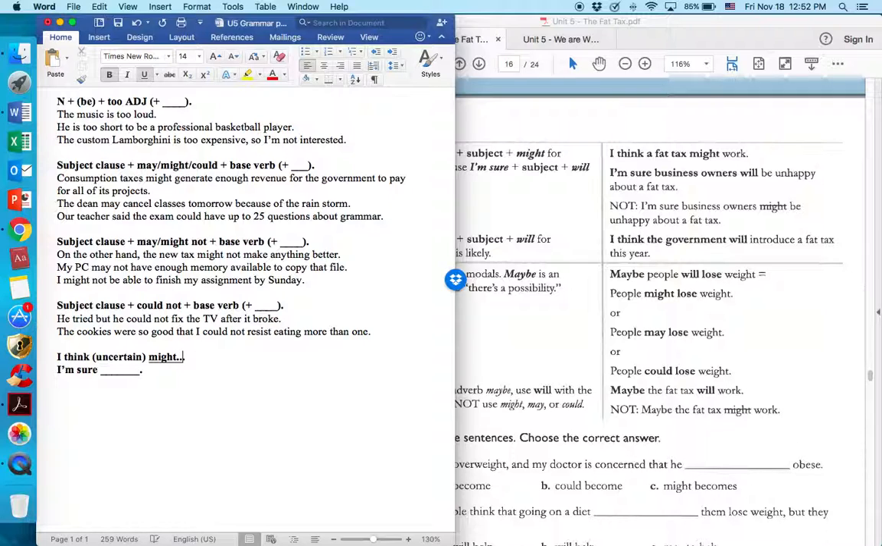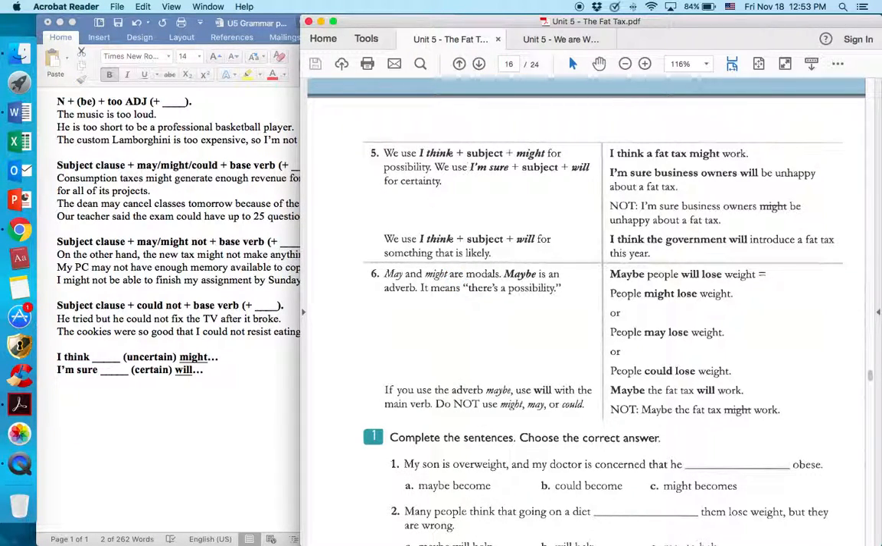Might. Okay, I'm sure, this is certain. So we are going to use will. And then I'm sure blank will happen. I think blank will happen. These are different. Very important to remember the difference there. And these two things are the most important tips or clues to that.